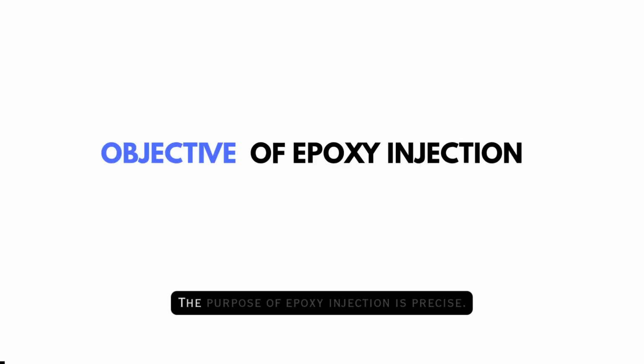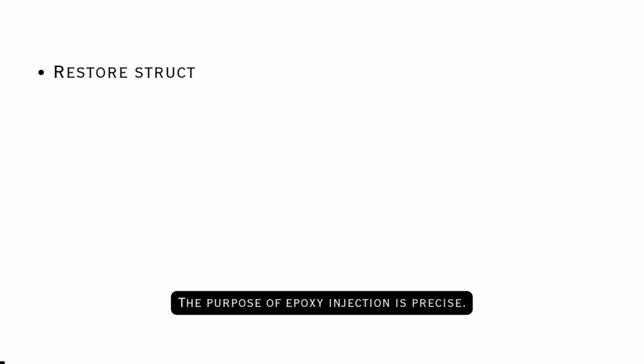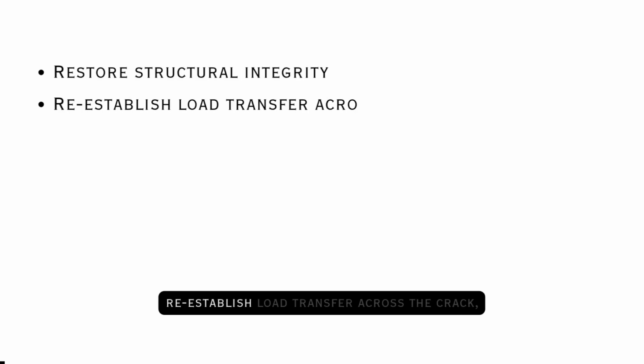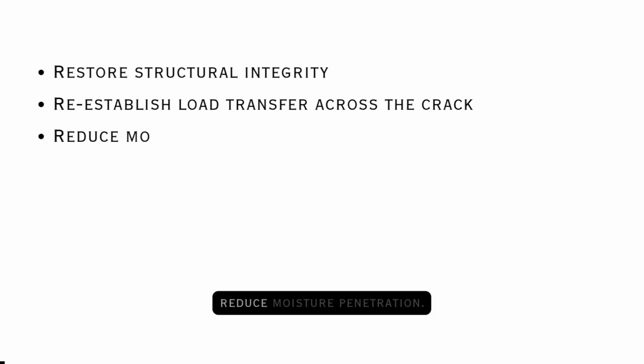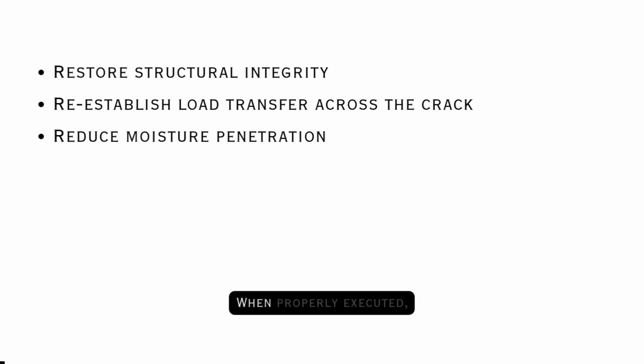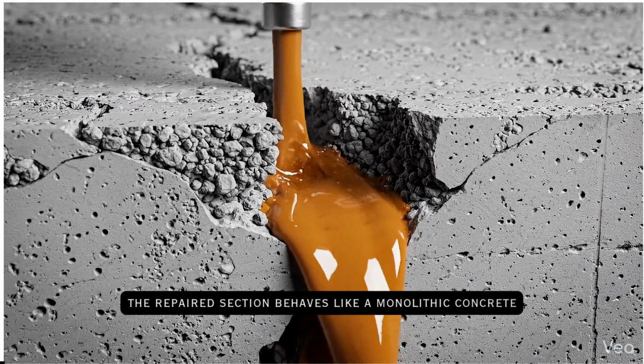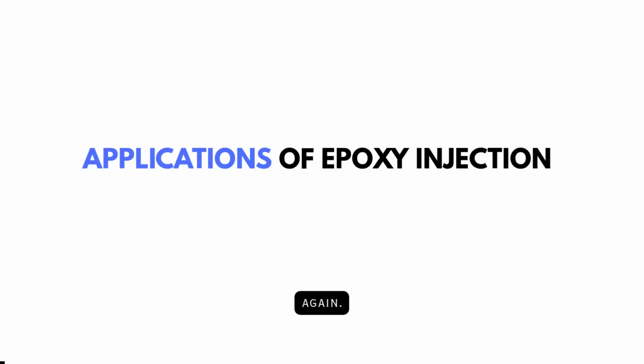Understanding the objective. The purpose of epoxy injection is precise. It is used to restore structural integrity, re-establish load transfer across the crack, and reduce moisture penetration. When properly executed, the repaired section behaves like a monolithic concrete again.